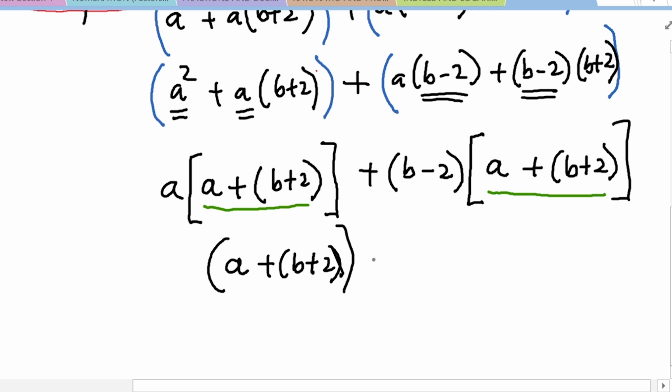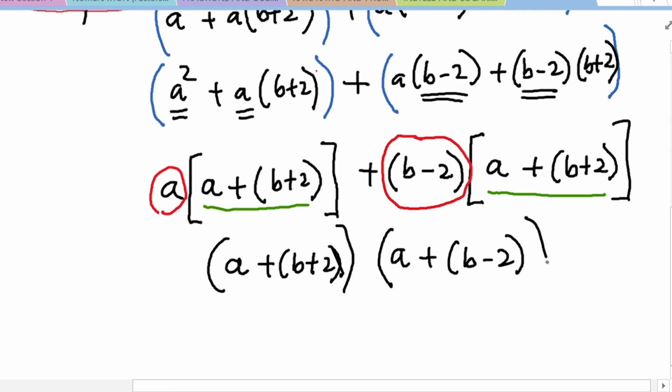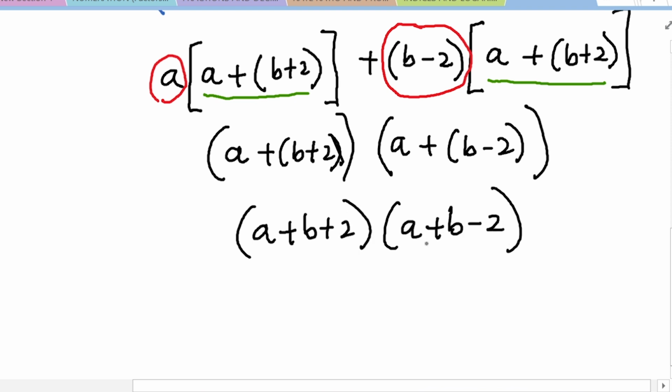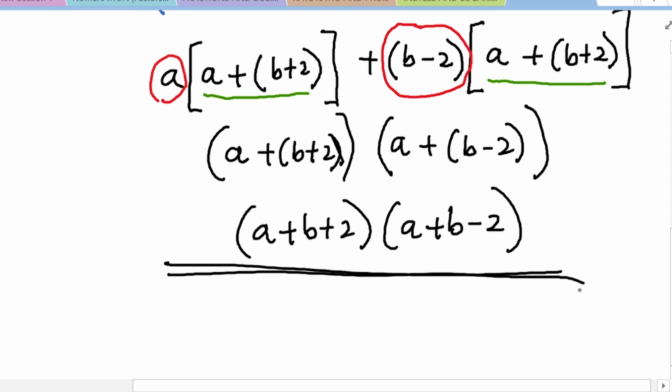Then the items that are outside the brackets, we put them in their own bracket. And so it's going to become a plus b minus 2. And so from here, we can conclude and say that this is going to become a plus b plus 2 into a plus b minus 2. And there we have factorized that expression completely. Now that's one way of doing it.